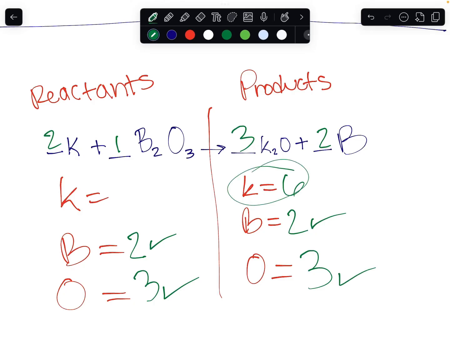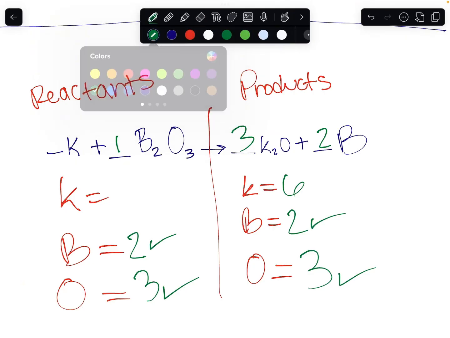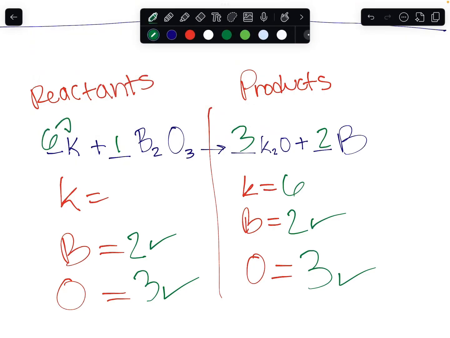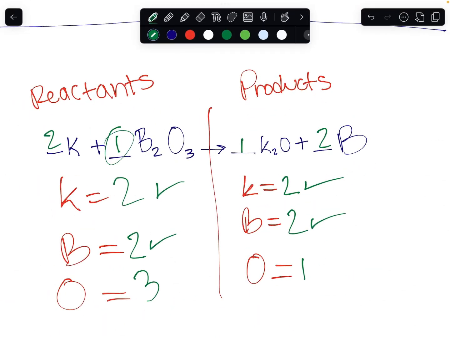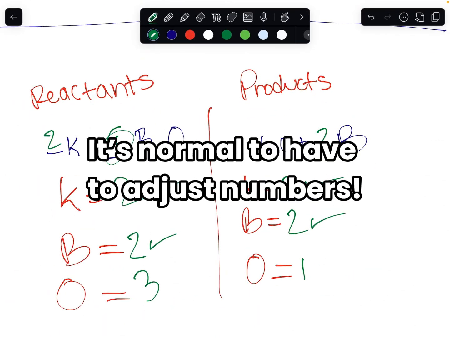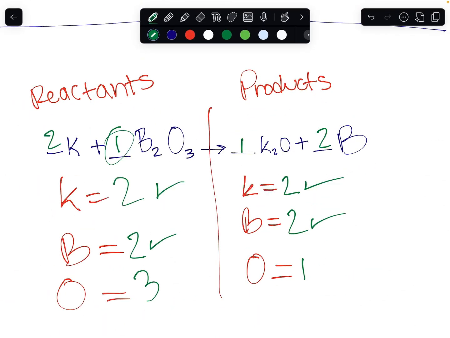So we're just going to go ahead and adjust our K's on this side. So to adjust our K's, we just need a number to go on as our coefficient that gives us 6. So to do that, we can just replace the 2 and go ahead and put a 6 as a coefficient. 6 times 1 just gives us 6, so 6. So now the K's are balanced, the 2's are balanced, and the 3's are balanced. And this is normal, okay? You're going to have to adjust numbers all the time when you're doing this, so don't feel bad if you can't get it on the first try.